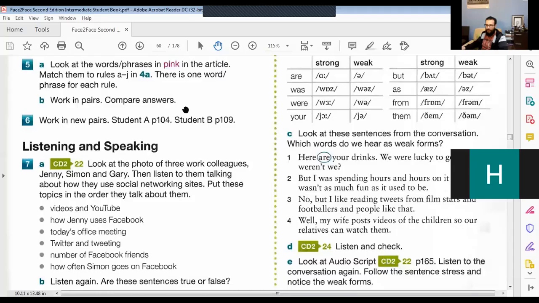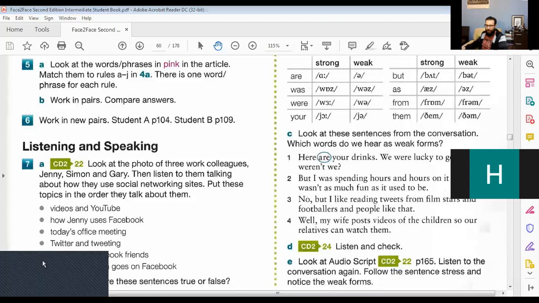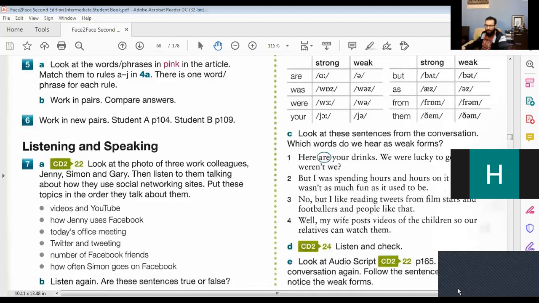Okay, so let's listen. Here we go. Track 22.